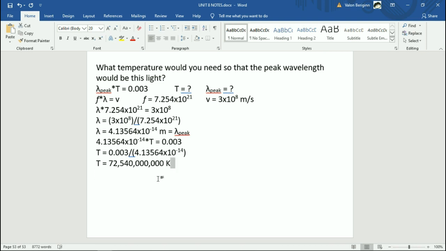And that's, so there's your temperature, which is an unreasonable temperature for anything to be at. So there you go. That's a good example of combining this kind of stuff together. So yeah.